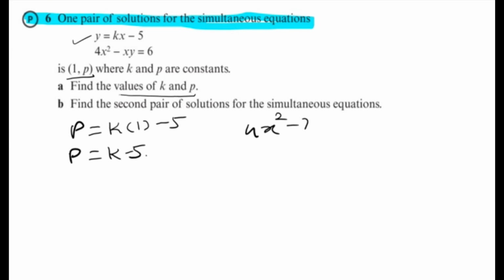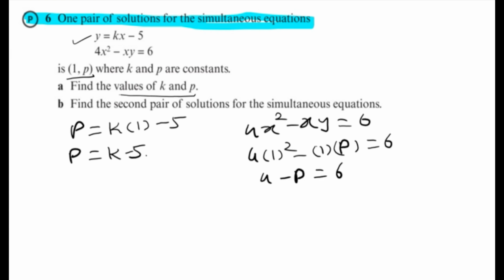4x squared minus xy is equal to 6. So 4 times 1 squared minus 1 into p is equal to 6. So 4 minus p is equal to 6. So I move minus p this side. So 4 minus 6 is equal to p. So I will get p is equal to minus 2.